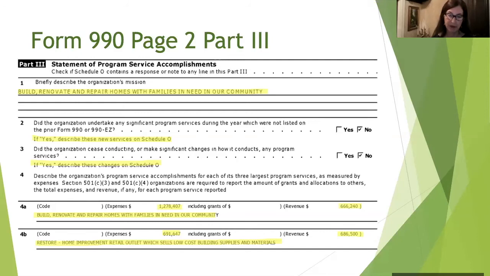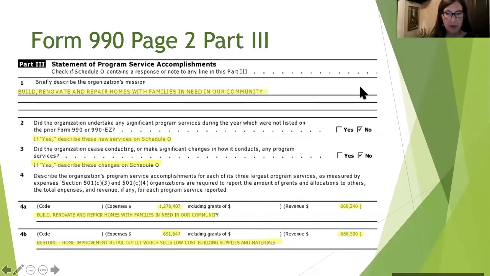So Habitat for Humanity really has 2 major programs. They build houses for low-income people, and then they also have the stores that they call ReStore, where they sell surplus building supplies. So those are their 2 program components, down at the bottom under 4A and 4B. And they also want to know for each of those what your total expenses were and what your total revenues were under each of those 2.